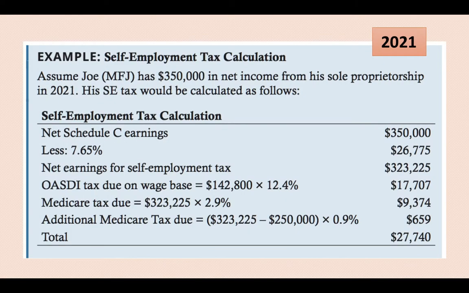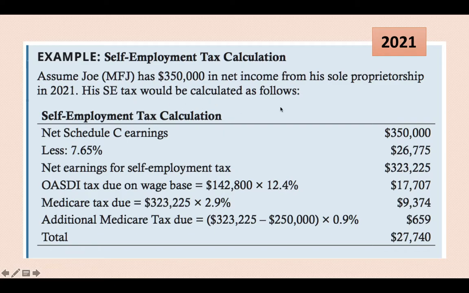Let's see this example. This is Joe, and Joe's filing status is married filing jointly. However, for his self-employment tax, which is Social Security and the Medicare tax, they are his individual. However, for income, the filing status is married filing jointly. He has a $350,000 net income from his sole proprietorship in 2021. So this $350,000 you have to find in the Schedule C, right?